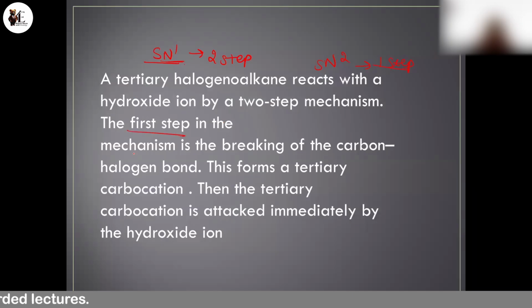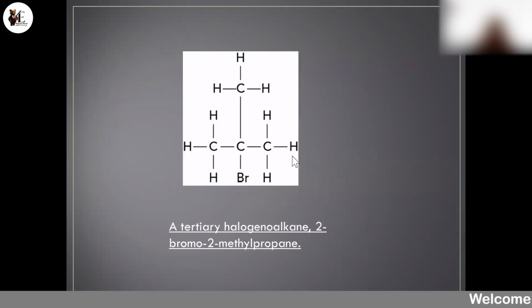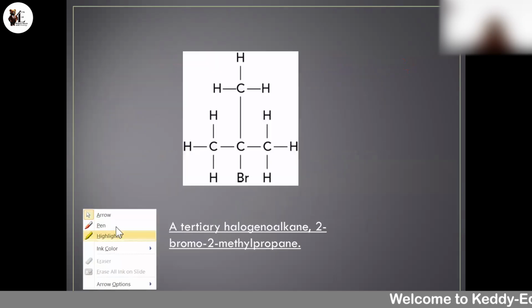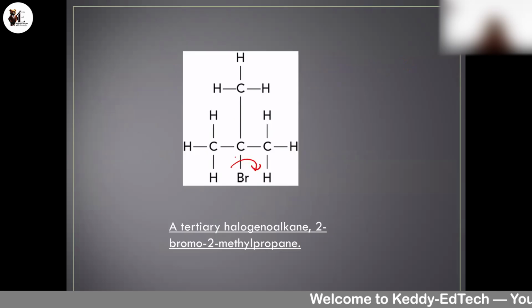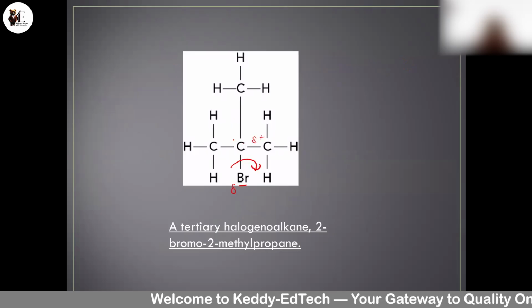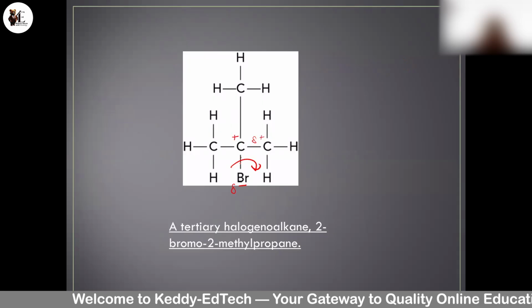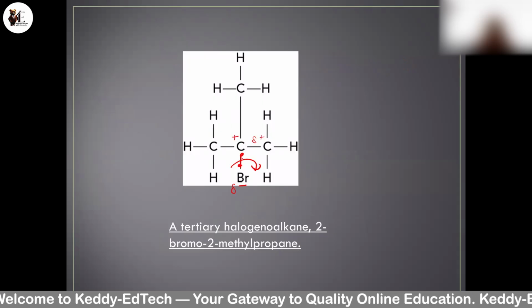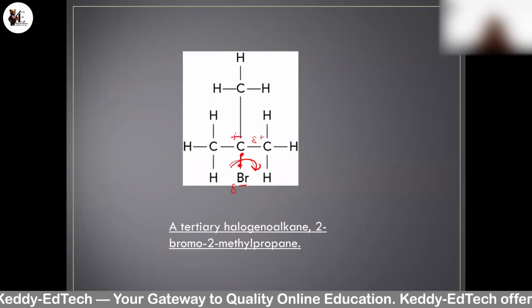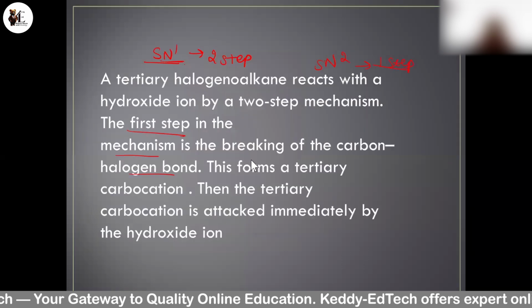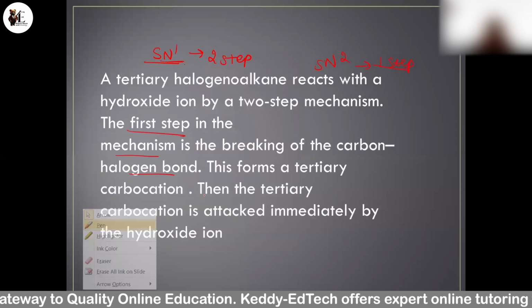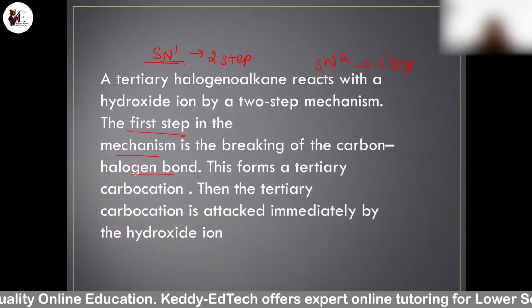The first step in the mechanism is the breaking of the carbon-halogen bond. So first of all, the carbon-halogen bond will break like this. You know that the halogen is partial negative and the carbon is partial positive, so this carbon gets a positive charge. This bond has 2 electrons, so bromine takes both the electrons and leaves. So this carbon has a positive charge. So the first step is the formation of a carbocation. The first step in the SN1 reaction is the formation of the carbocation.